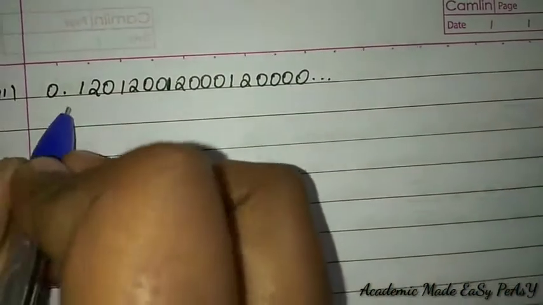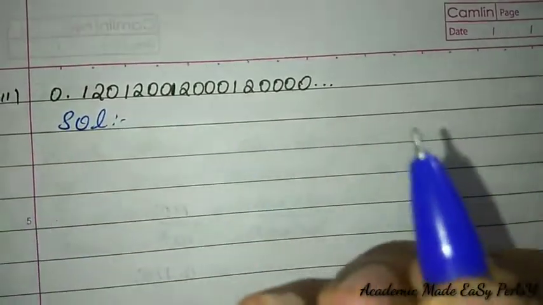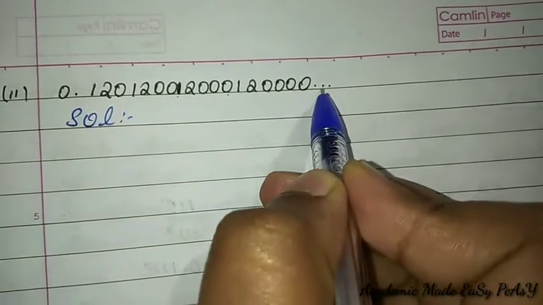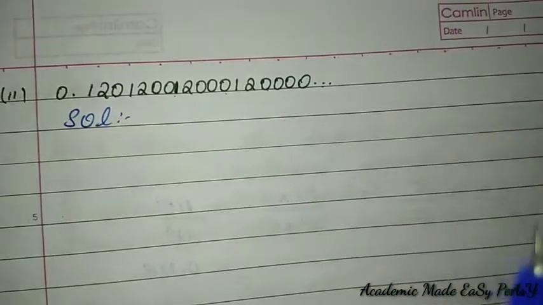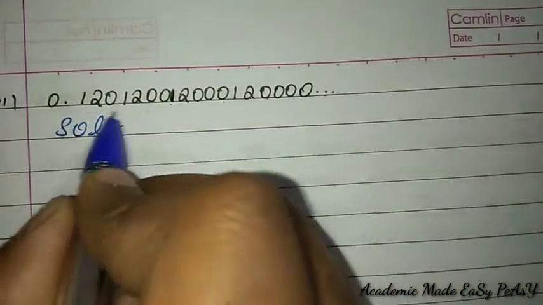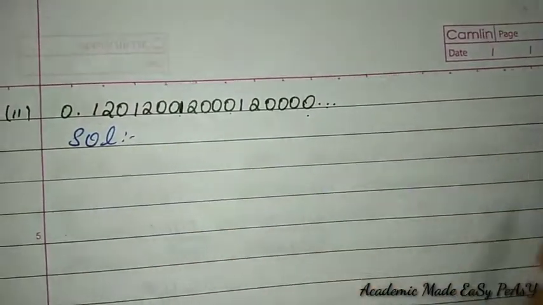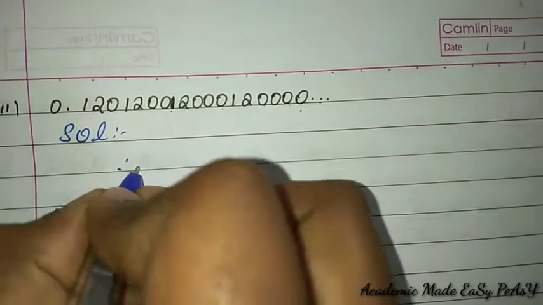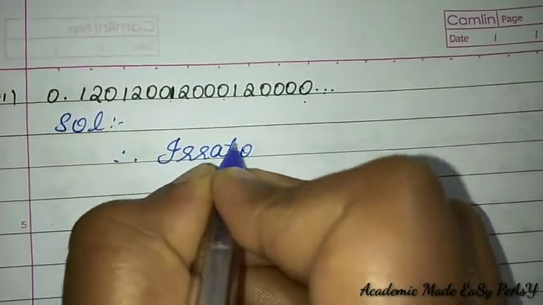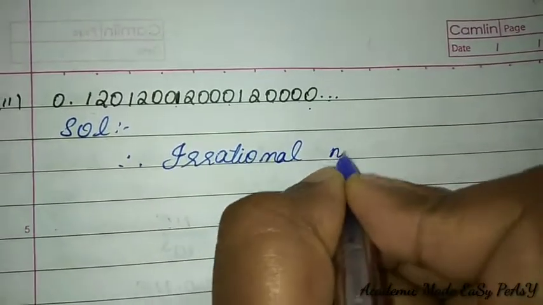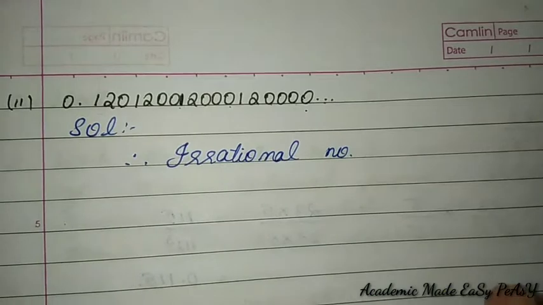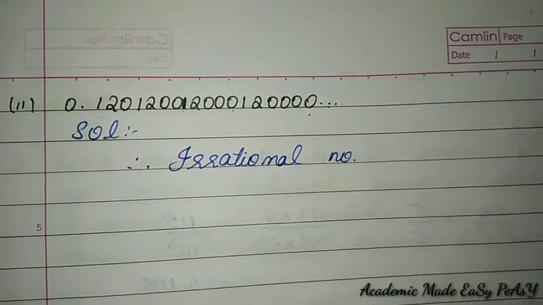It goes on. And we also learnt in standard 9 that if these types of numbers are given, it means that it is non-terminating and non-recurring. This will not stop and it keeps going on. So therefore, it is an irrational number. Since it is an irrational number, we cannot write it in the form of P by Q.